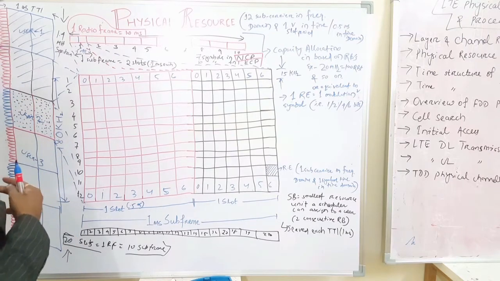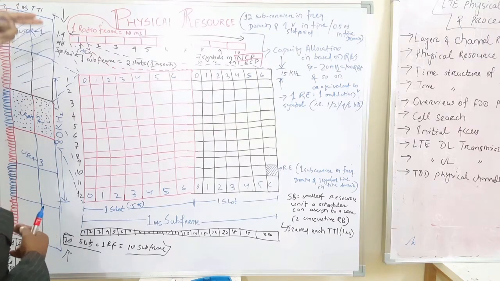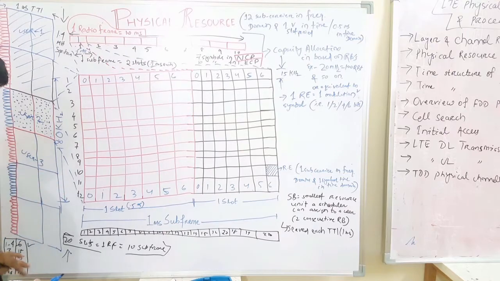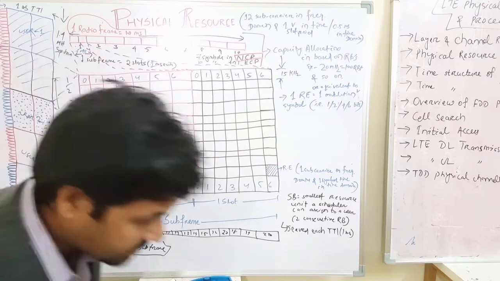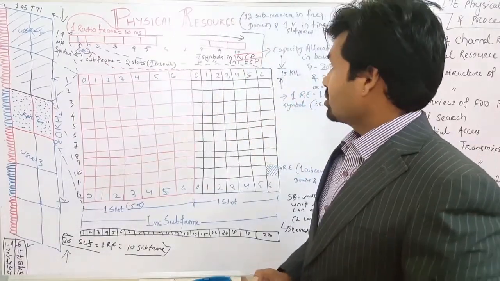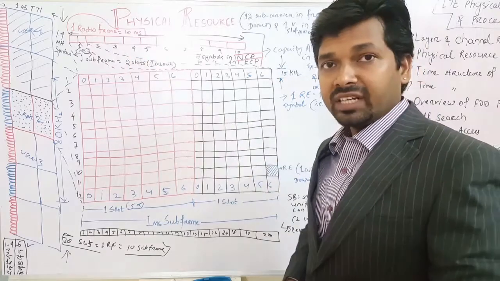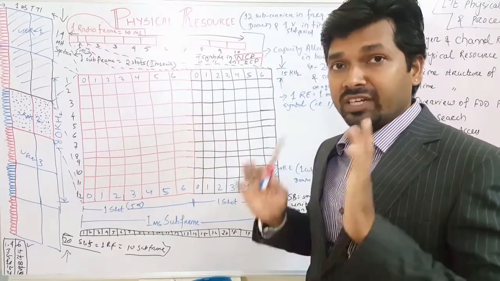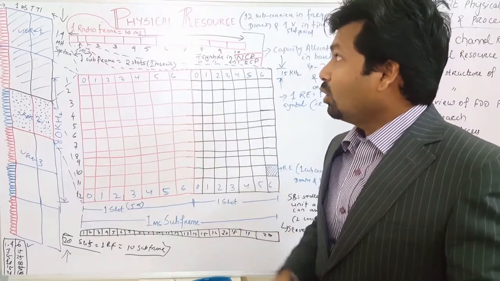We were excluding the guard bands on both sides. So out of 1.4 megahertz, we can use this much for the users. Let's see what is next. So as I told, I'll repeat again. Please pay attention. This is a very important chapter.